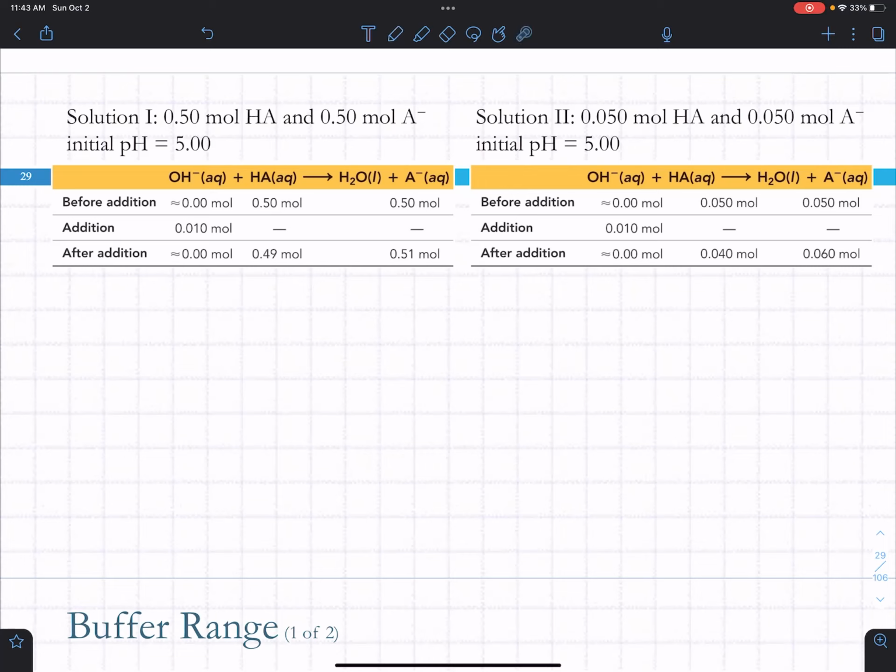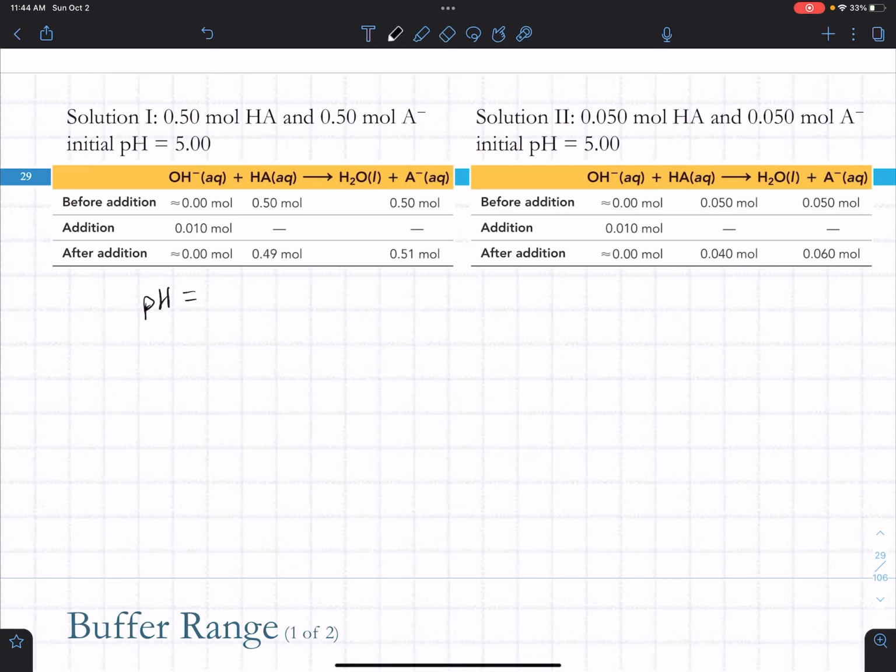So now we're looking at two different solutions. Again, with the pKa of 5, starting pHs here also are going to be 5 because we have equal amounts of acid and its conjugate base. The difference, though, is that we have 10 times as much conjugate acid and conjugate base as we do in solution 2. So this is going to look very similar, to practice writing out that Henderson-Hasselbalch equation.